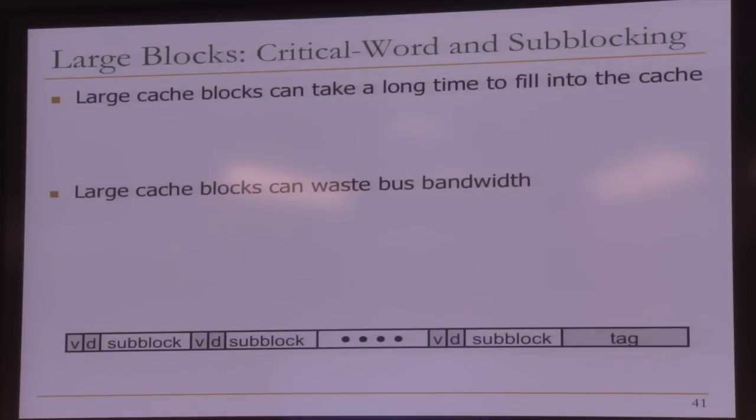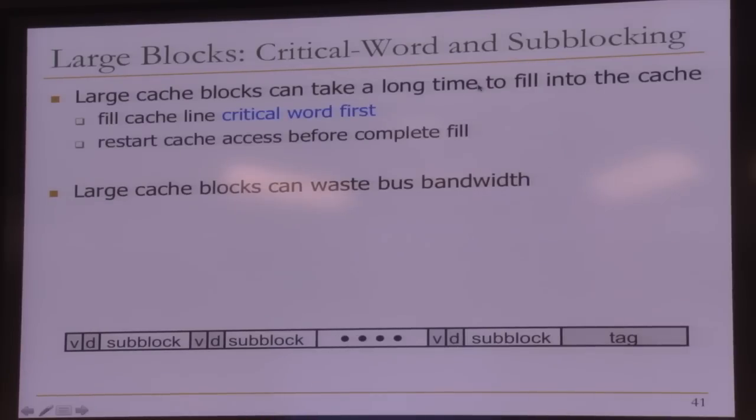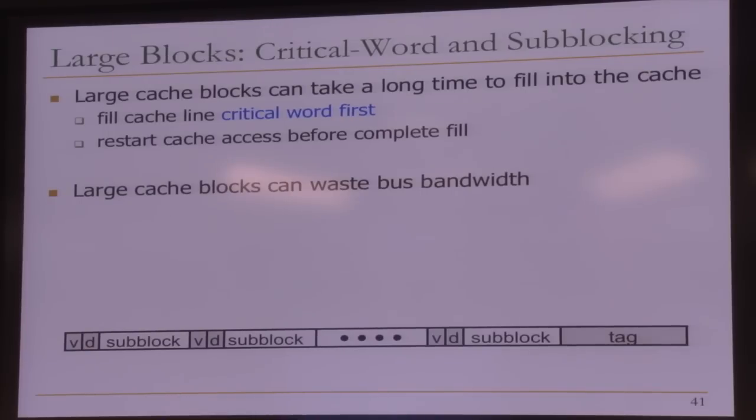Okay. So large blocks. People wanted large blocks for applications with spatial locality. But there are 2 issues with it. One is cache blocks can take a long time to fill into the cache. To fix this problem, one thing you could do is first bring the critical word into the cache. Do you guys know what I mean by critical word? That's the word that's requested by the processor, for example. You do a load.